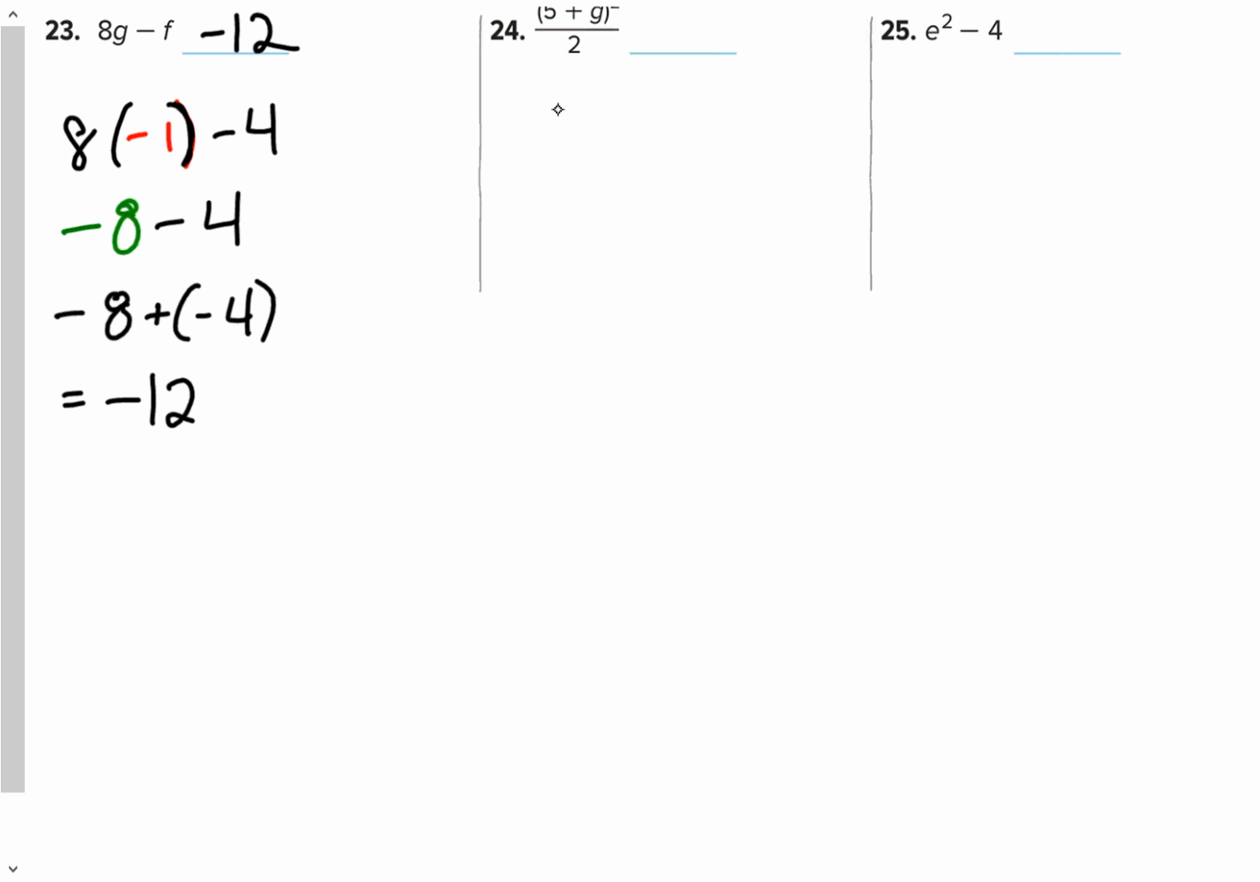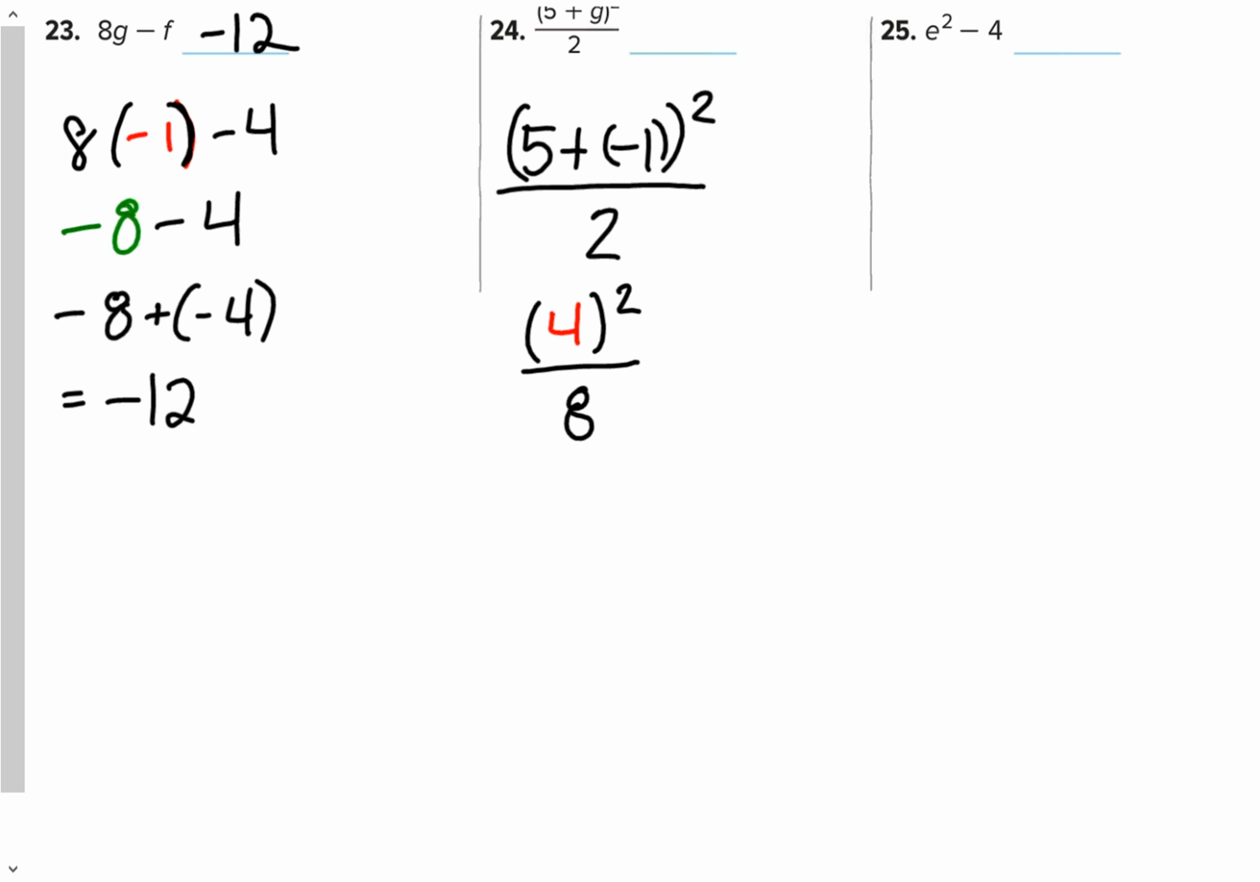All right, here's another one, 5 plus g, squared, and then divided by 2. So we have 5 plus g, where g is negative 1, and then we're going to have to end up squaring that and then dividing it by 2. So the first thing we're going to do is evaluate 5 plus negative 1, and that equals 4. And we're going to have to square that and divide that by 2. Then we're going to evaluate our exponents first. So 4 squared is 16 divided by 2, and that equals 8.